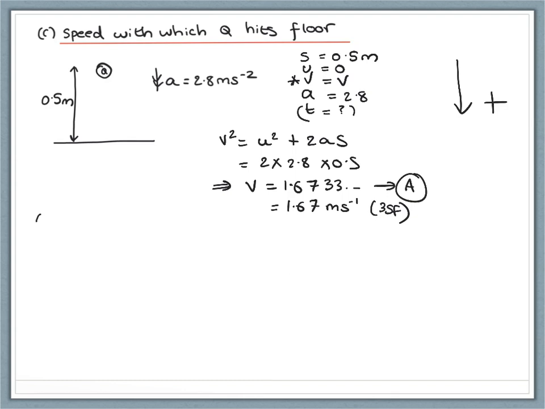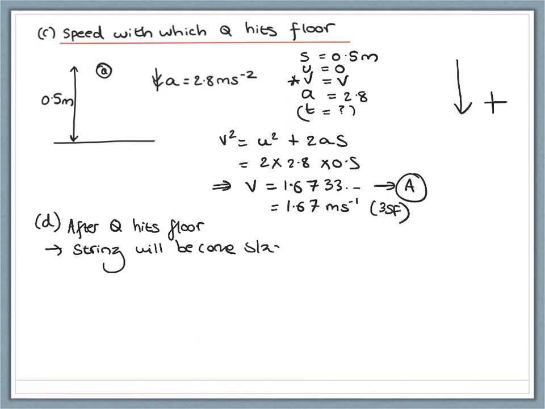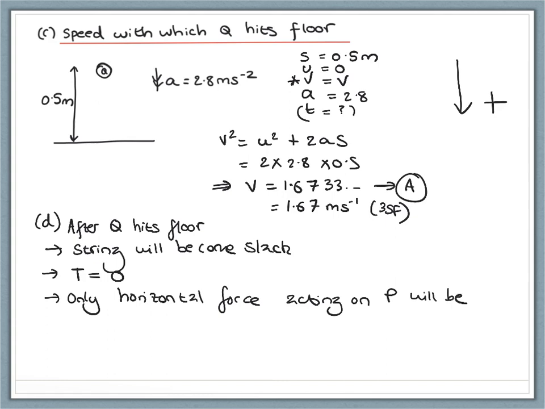Now, part D, we have to calculate the distance P moves after Q hits the floor. So after Q hits the floor, we now know that the string will become slack. So it's no longer taut. This tells us that the tension will be equal to 0. So the only horizontal force acting on P will be friction. And we have to reassess the situation.